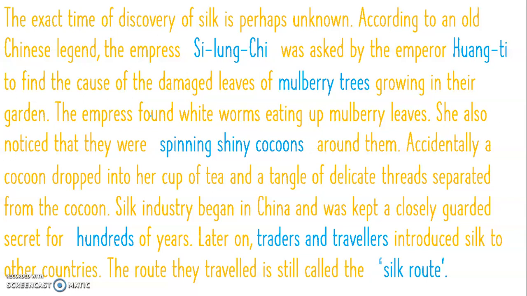The threads separated from the cocoon. This is how she came to know, and the silk industry began in China and was kept a closely guarded secret for hundreds of years. They kept it as a secret, and later on, the traders and travelers introduced silk to other countries. They used to trade the silk to other countries, and the route they traveled is called the silk route.